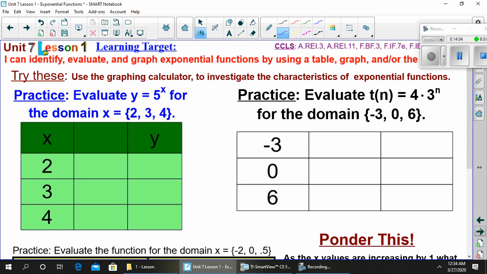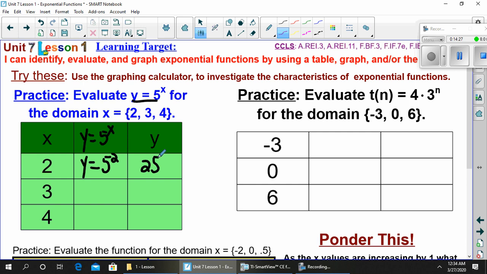It says practice, evaluate y equals 5 to the x. So I'm just gonna put y equals 5 to the x here. And I'm just gonna put y equals, and x is 2, so you're just gonna put 2. So y is 25, because 5 squared is 25.